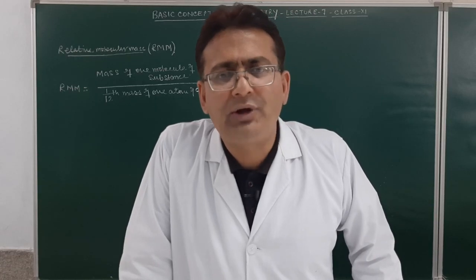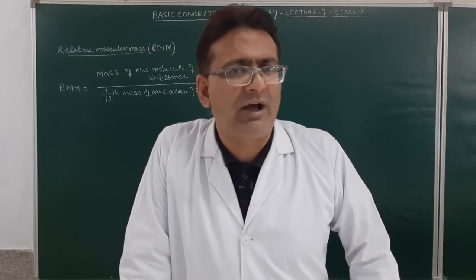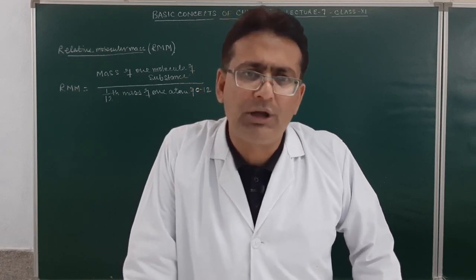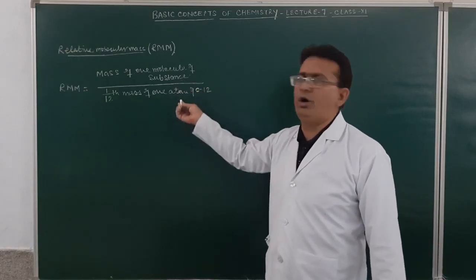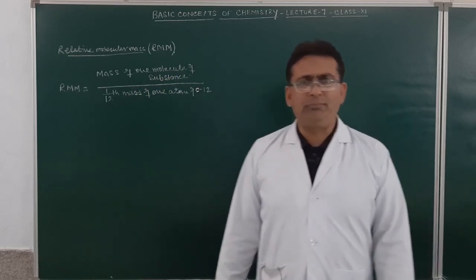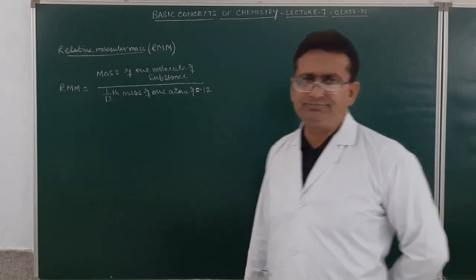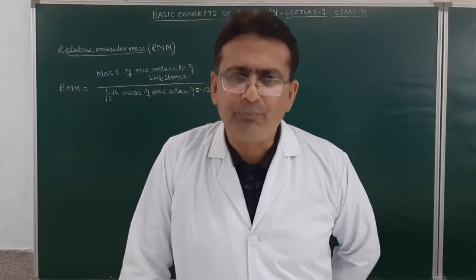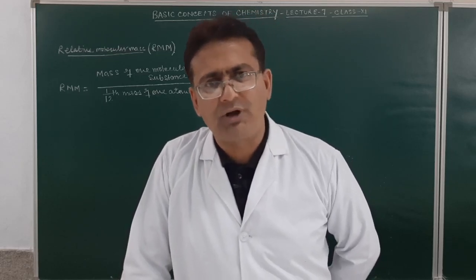Secondly, molecules do not have isotopes. So, in the relative atomic mass, the average mass of the isotopes was considered. Here the average mass of a molecule is not possible because the molecule does not have isotopes. So, we define relative molecular mass as a ratio of the mass of one molecule of the substance as compared to 1/12th mass of one atom of carbon-12. Am I clear? I hope you are getting what I want to teach you.